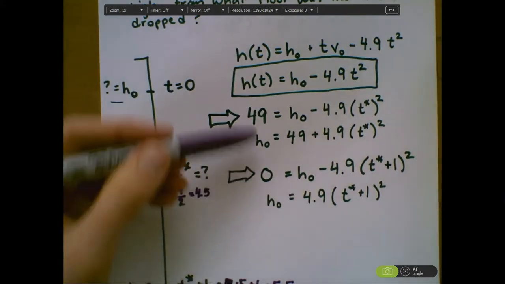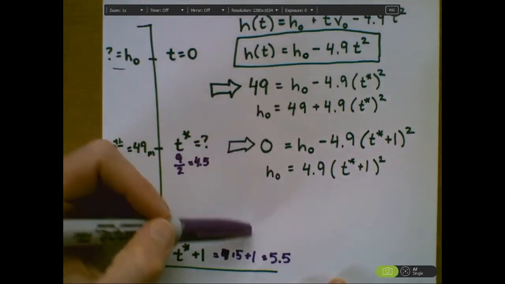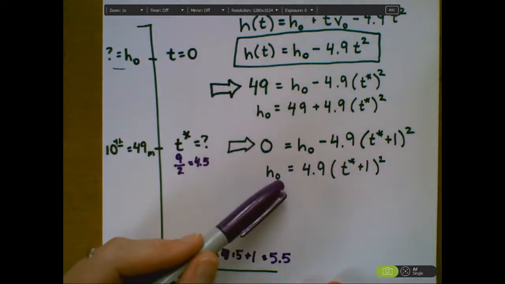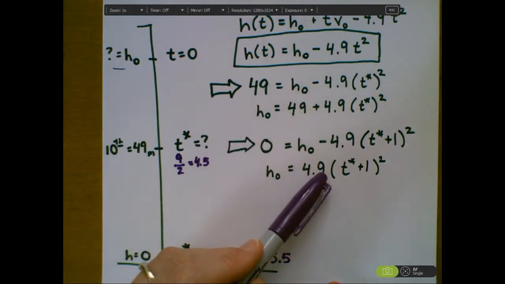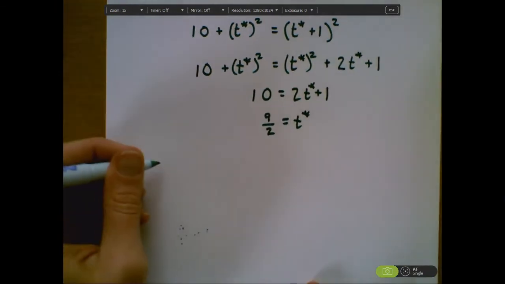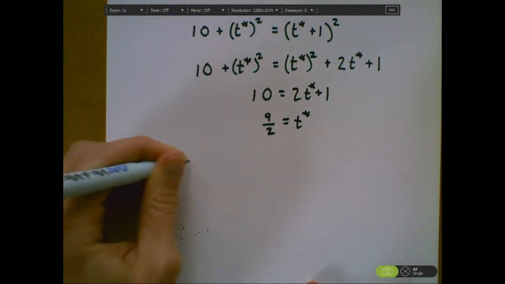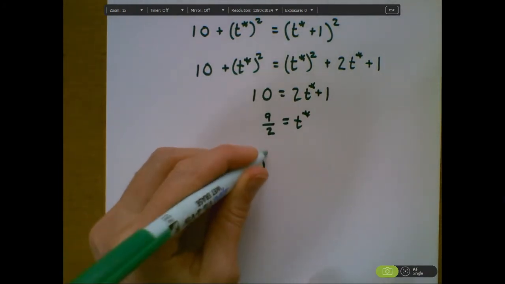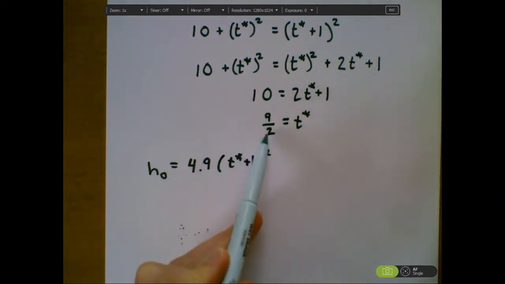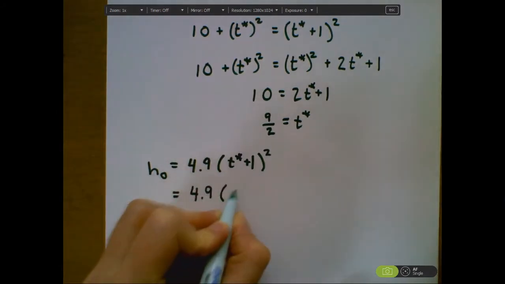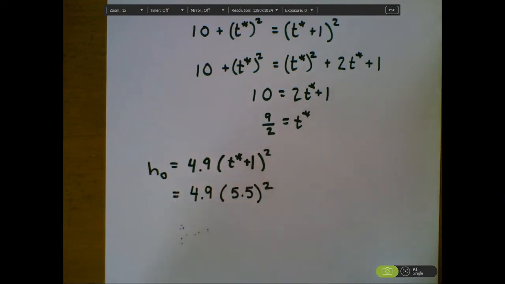And from this information, we can go back to one of our equations to solve for h naught. I think that this equation is a little bit easier, so this is the equation that I'm going to use. We see that h naught is exactly equal to 4.9 times 5.5 squared. So let's write that work out on this sheet. We saw from our other formula that h naught was equal to 4.9 times (t star plus 1) squared. And we found what t star was. This is 4.5, so t star plus 1 is 5.5. I get 4.9 times 5.5 squared.